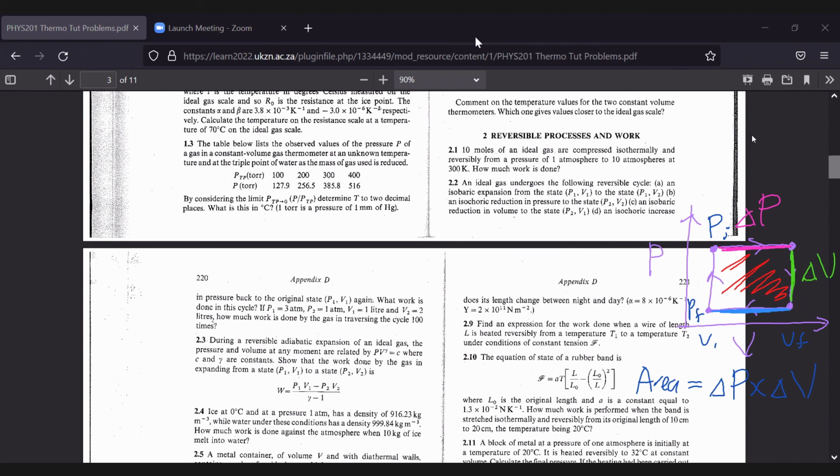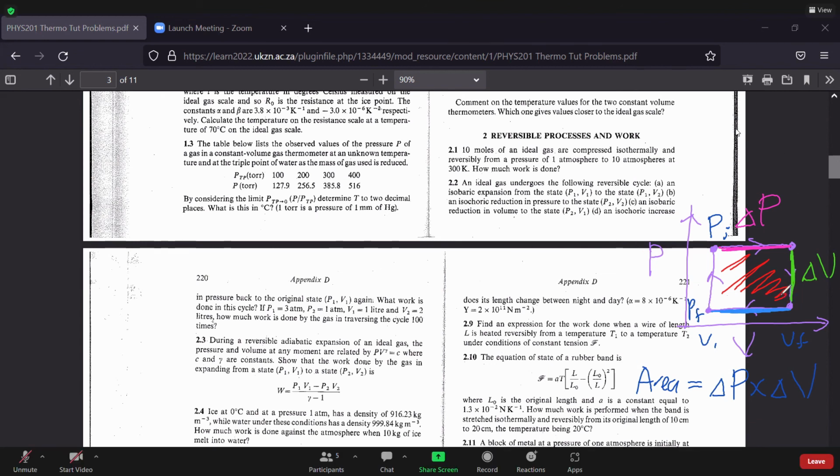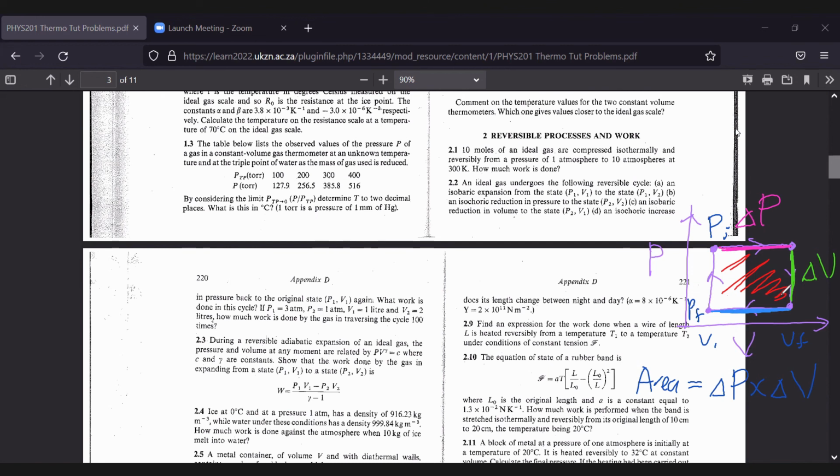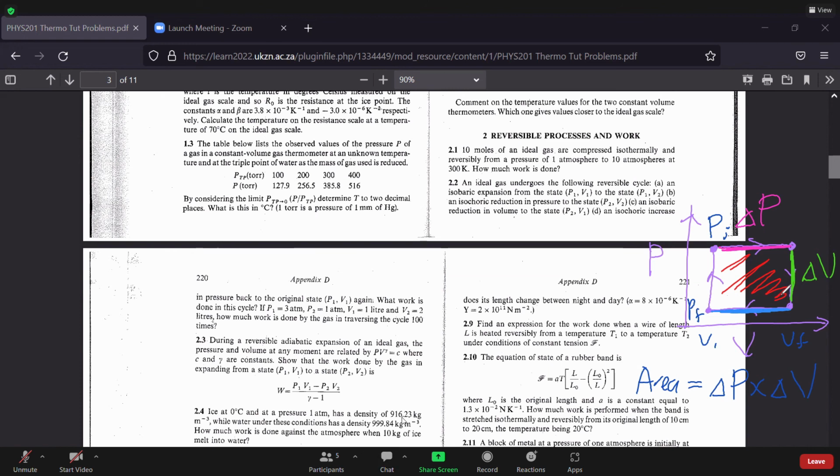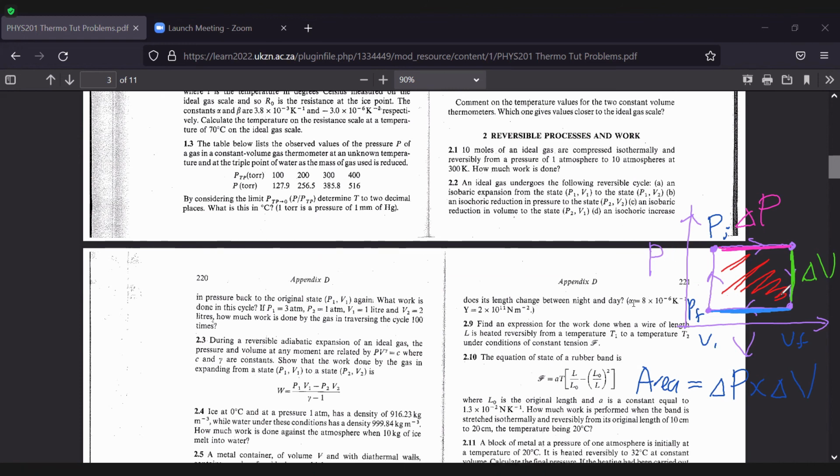So if you want to do the work done by the gas, so just how much work is done by the gas, how much energy is leaving the gas, then you don't put the minus sign. If you want to know how much net work is transferred, then you put the minus sign, and that means minus however much amount is leaving the system. So just remember what that minus means.